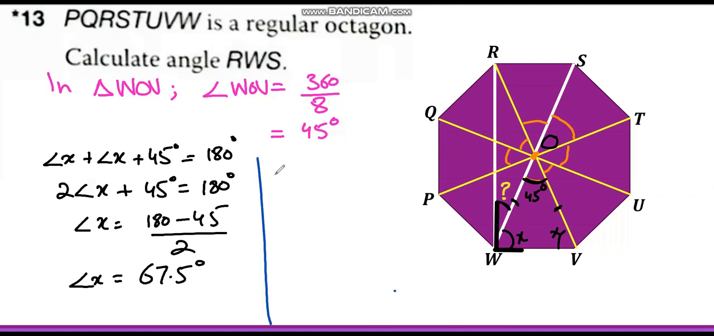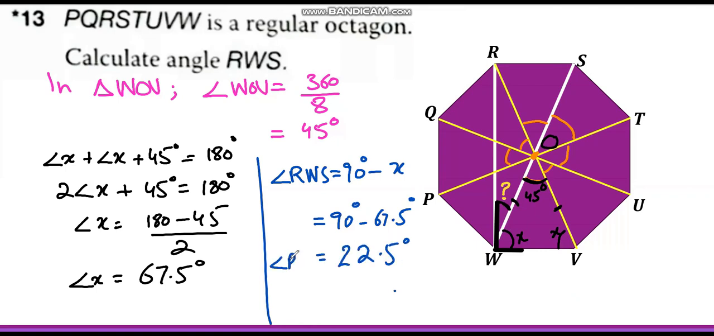So let's calculate the required angle, which is angle RWS. That should be 90 degrees minus x. And x is already found over here, which is 67.5. So 90 minus 67.5 will be equal to 22.5. So the size of angle RWS will be 22.5. You can easily observe that there is a right angle over here because RW is perpendicular to WV, and we have considered the triangle WOV to find the base angles first, and then we got the size of RWS. Now let's proceed to the next question.